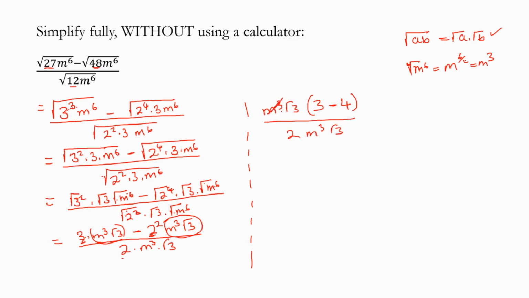Then m cubed divided by m cubed is 1. Square root of 3 divided by square root of 3 is 1. So we remain with, what is 3 minus 4? Negative 1. So we remain with negative 1 over 2.